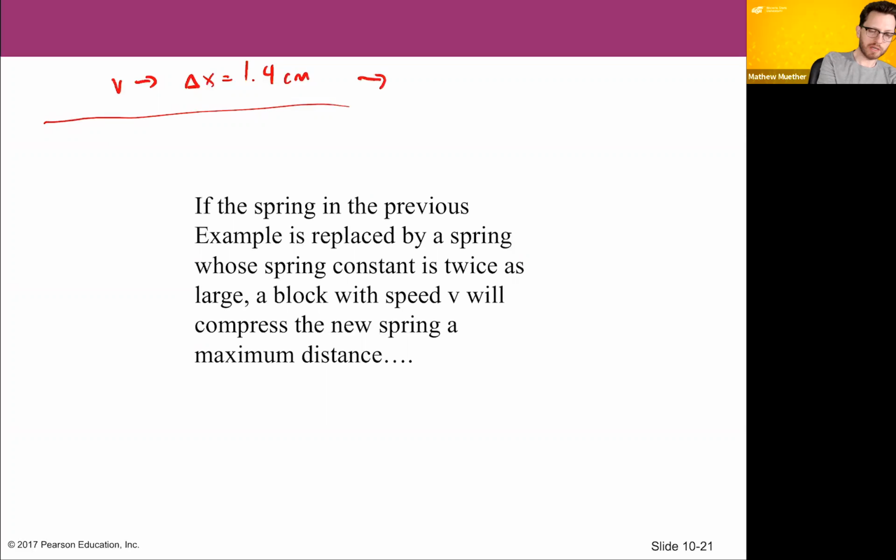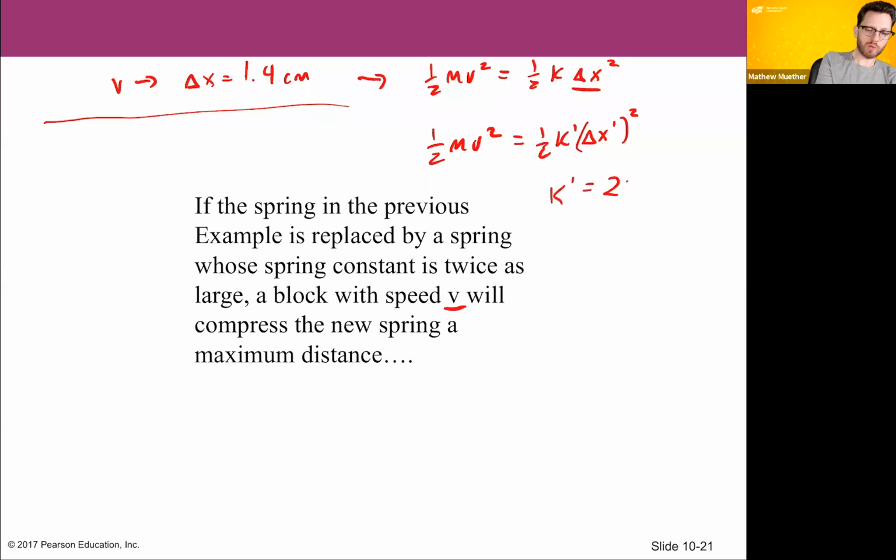In this expression, we said 1/2 mv squared was equal to 1/2 K delta X squared, where delta X was my squeeze. And now I'm saying I'm going to keep the object with speed v. So in the second case, I'm going to have 1/2 mv squared. I'm going to have the same amount of kinetic energy. But now I'm going to double the spring constant. So I'm going to have a new spring constant that I'm going to call K prime. That's going to produce some new amount of squeeze that I'll call delta X prime squared. And I know that K prime is equal to twice K.